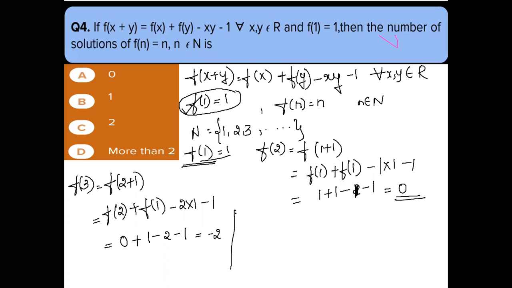So if you continue like this, f of 4, f of 5, f of 6, you'll get a negative number. You won't get the number back. You'll get a negative value for f of 4. Similarly, if you find f of 5, again you'll get some negative value. You won't get it equal to 5. Similarly, if you find f of 6, again you'll get some negative value. So what is the number of solutions of f of n is equal to n? Only for the first one.